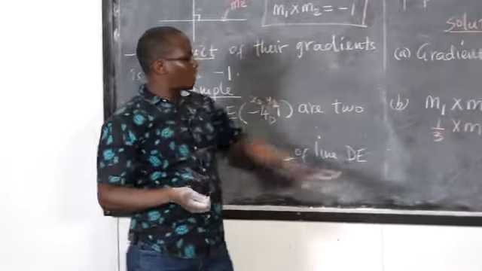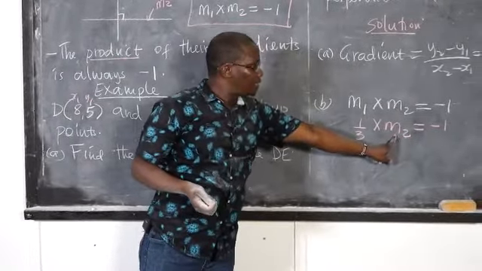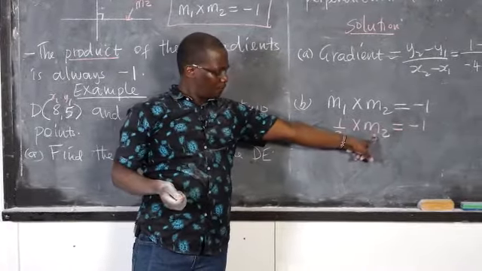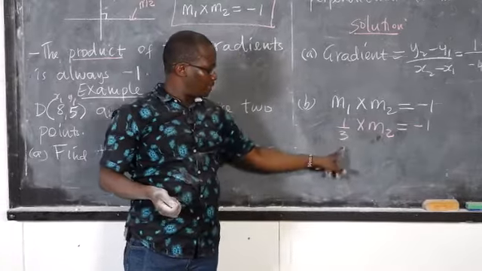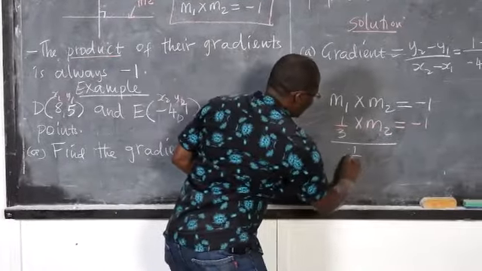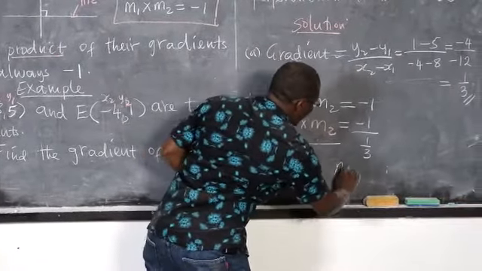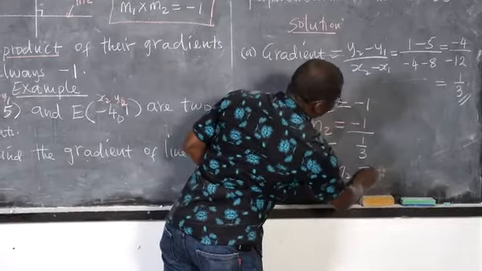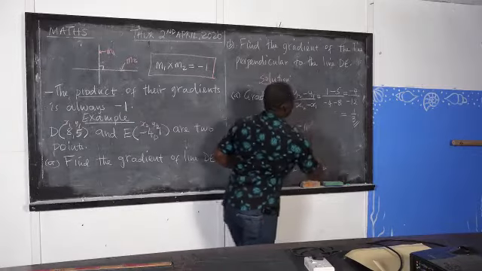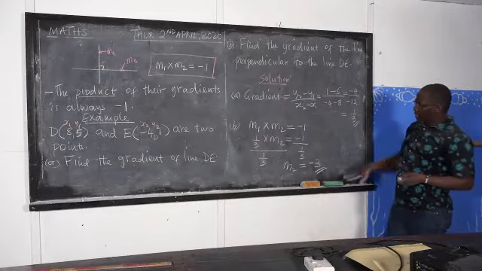So in this case now, for us to get the gradient of the other line, we need to make M subscript 2 the subject of the formula. That means we need to divide both sides by 1 over 3. And that will give you this as -3. So the gradient of perpendicular line to DE is -3.